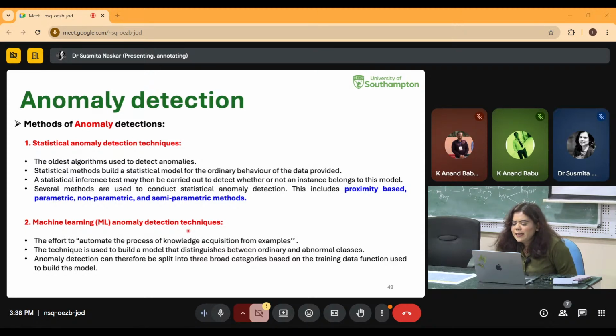ML-based techniques can be split into several categories based on how the data is trained. The main ones are supervised, semi-supervised, and unsupervised. This makes ML especially powerful when dealing with large and complex data sets, where patterns are not easily captured by simply the statistical method, right? Together, statistical and machine learning techniques are the backbone of modern anomaly detection systems.